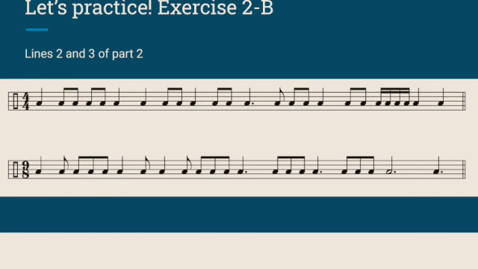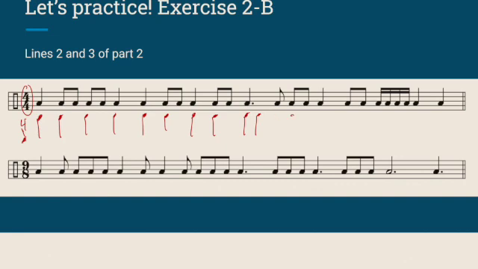So this page is lines 2 and 3 of part 2 of exercise 2b. And effectively, you are going to write in the lines for each example. So let's break this down. In 4/4 time, you're going to have 4 quarter notes in each measure. So to help yourself, you can draw in where each quarter note would be. Or you could just wing it, but if this is still new to you, I would draw in each quarter note.